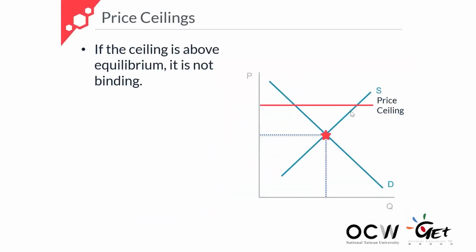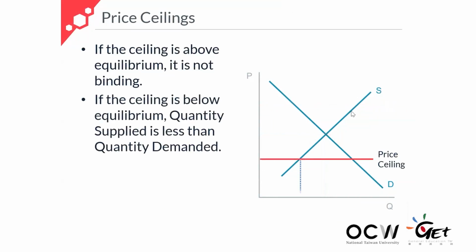So to conclude, if the ceiling is above equilibrium, it's not binding. It has no effect. If it's below the equilibrium, now you have excess demand or a shortage. And so that creates problems. We see this every time there's a natural disaster. These supplies, we have a shortage. Last year, when the pandemic just first started, masks were in shortage.